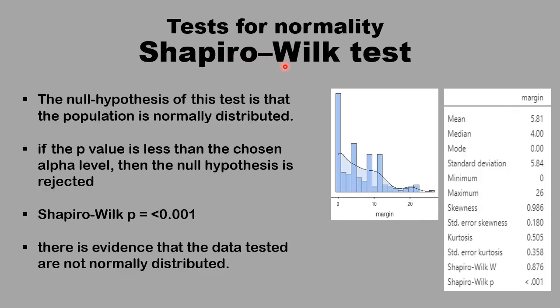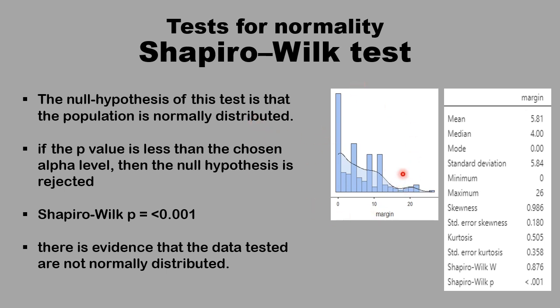In the Shapiro-Wilk test, the null hypothesis is that the set of data is actually normally distributed. So if the p-value is less than the alpha value, less than 0.05, then the null hypothesis would be rejected, and we know that the set of data is not normally distributed.